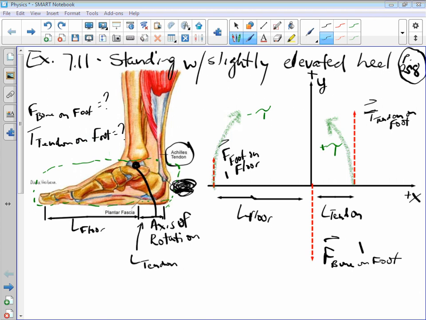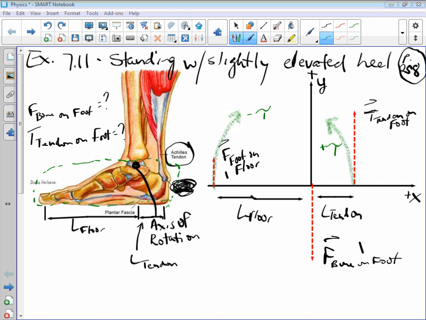The Achilles tendon simultaneously exerts a force on the heel, pulling up on it in order for the foot to be in static equilibrium. What is the magnitude of the force that the tibia exerts on the ankle joint? What is the magnitude of the force that the Achilles tendon exerts on the heel? So we're looking at two different forces. The force of the bone on the foot we want to know about, and the force of the tension of tendon on foot.